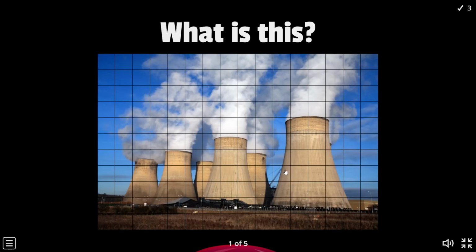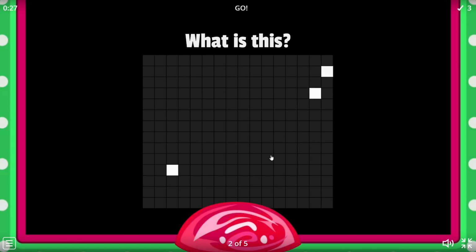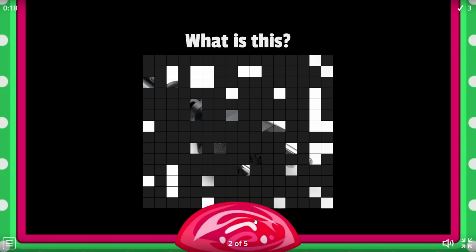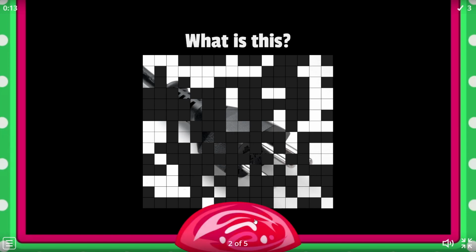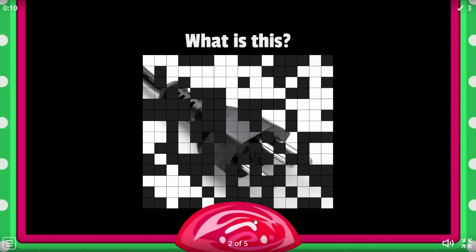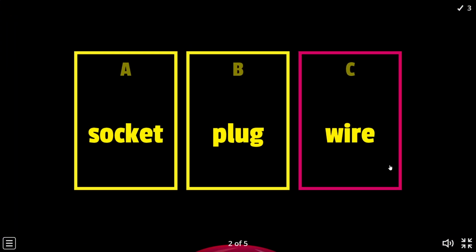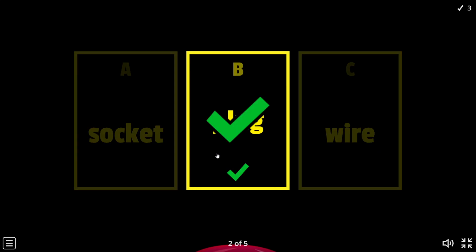Okay, next. How about this one? What's this? What do you call that? Rock. Okay. Choices. Is it socket, plug, or wire? Plug. Correct. Next.